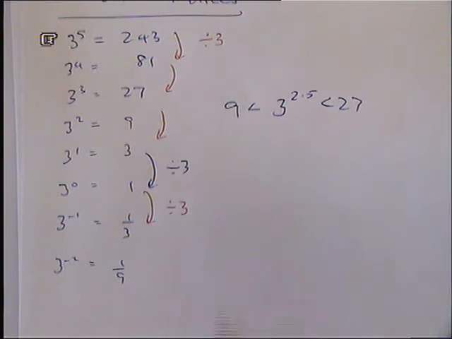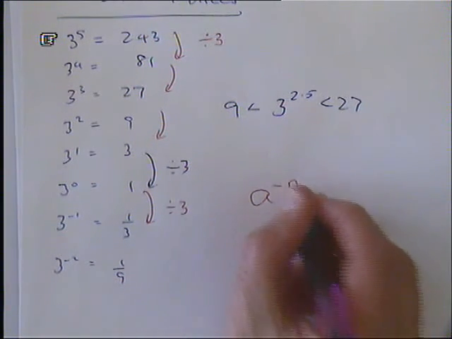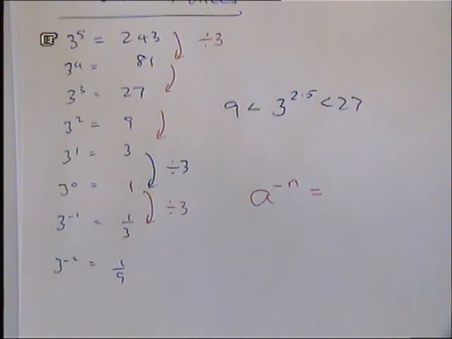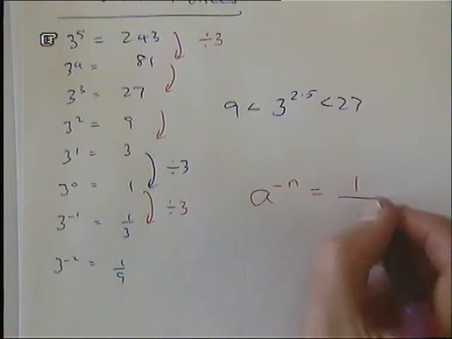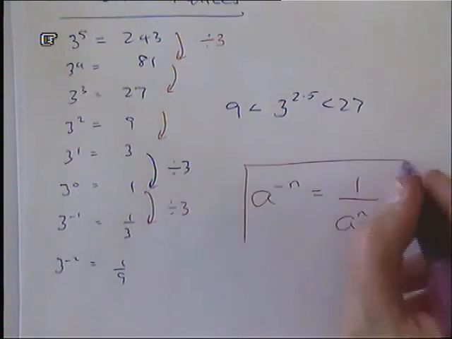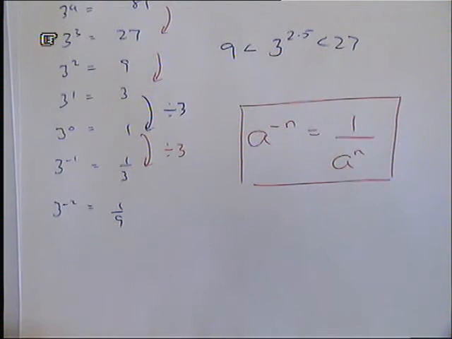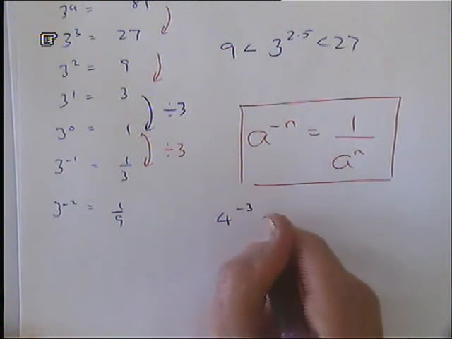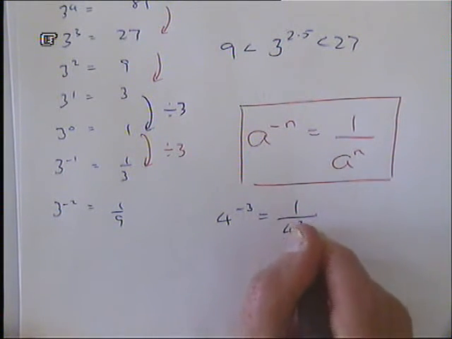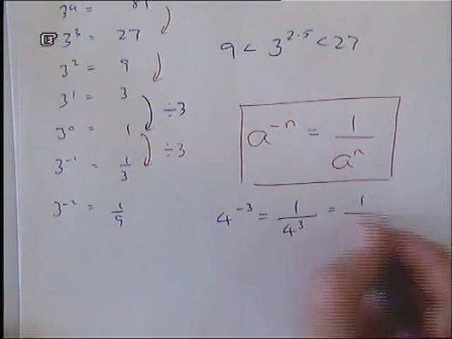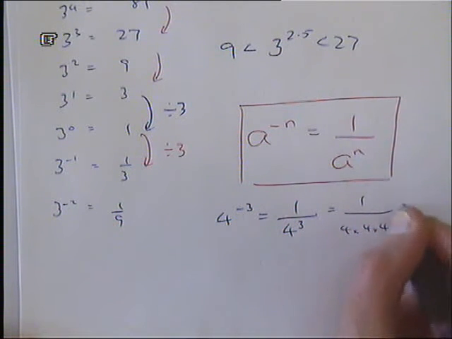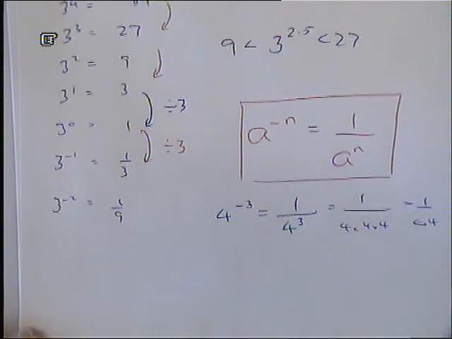So, a series of rules. A to the power of minus n, how could that be rewritten? Go on. 1 over a to the power of n. Okay, so there's one rule from GCSE. For example, if I was doing 4 to the power of minus 3, that's 1 over 4 to the power of 3. 1 over 4 times 4 times 4, 1 over 64. That's how that works, nothing new there.